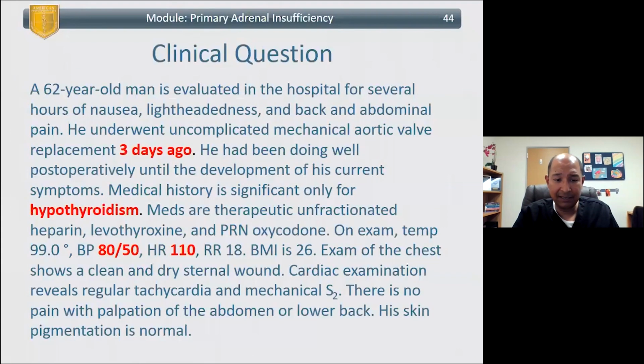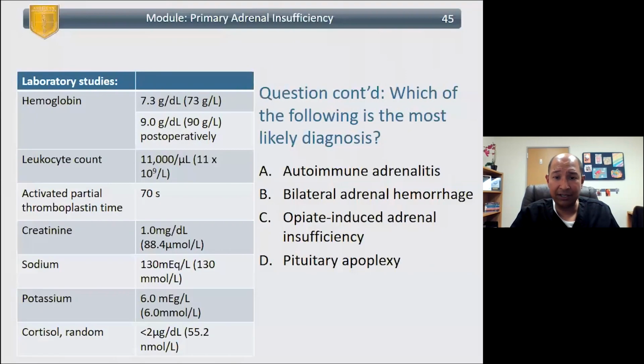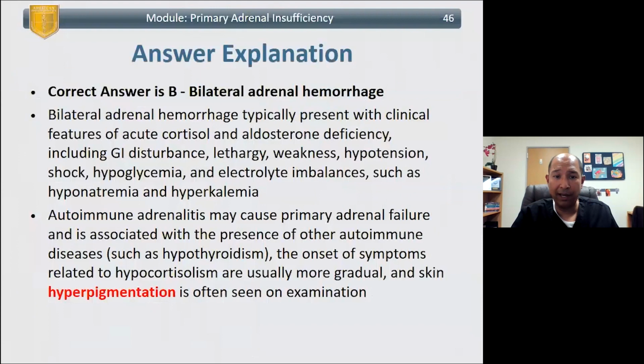I mean, the skin pigmentation is normal, and he never had any issues. I know he had that history of hypothyroidism there, but there's no indication that this is going to be an autoimmune adrenalitis, especially with the hemoglobin going down. Patients on unfractionated heparin. This really sounds like an acute bilateral hemorrhage. Suddenly post-op, he develops this. This kind of makes sense with the reasons I said. I wouldn't pick anything else. So the answer here is going to be what? B as in boy, for all the reasons we talked about.